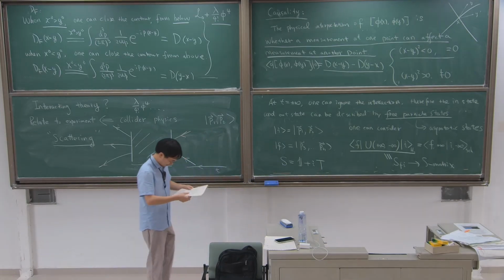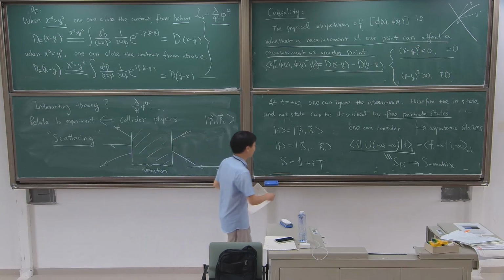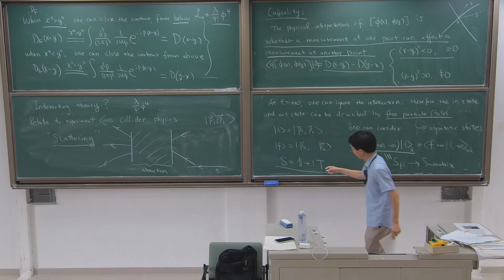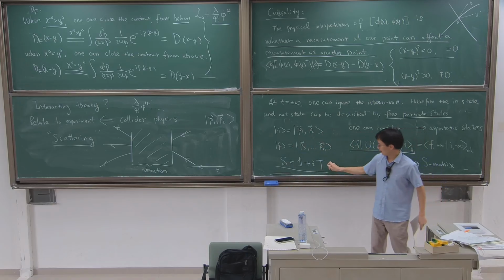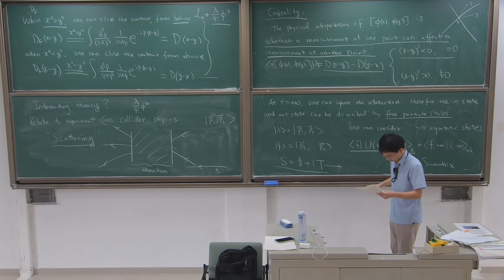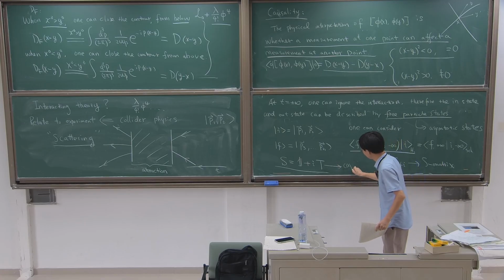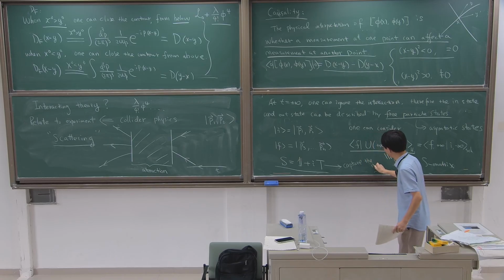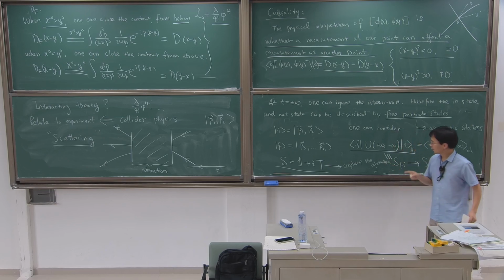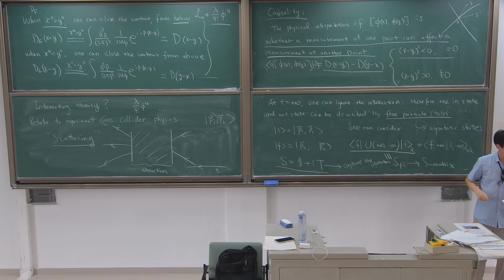And this kind of definition, as you can observe, is useful because T is sensitive to the interaction and captures the interaction. So in the free theory, T is 0. T is sensitive to whether your theory interacts or not.